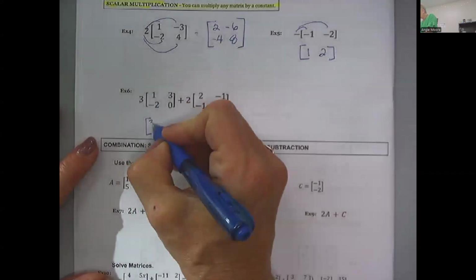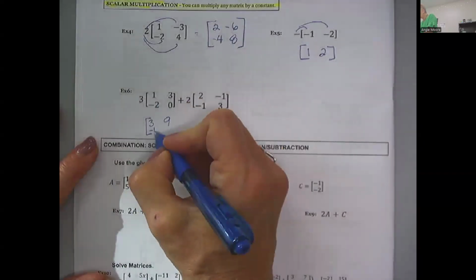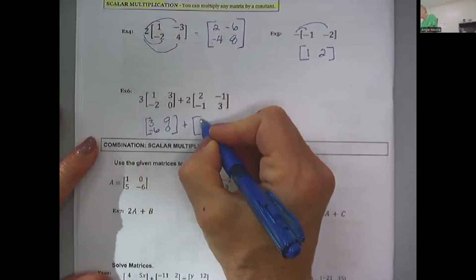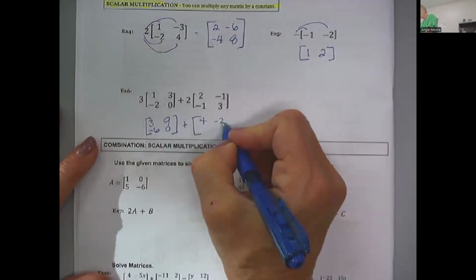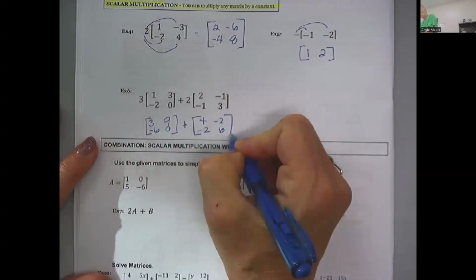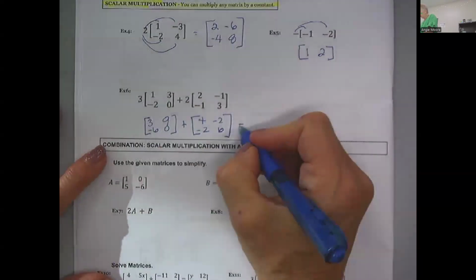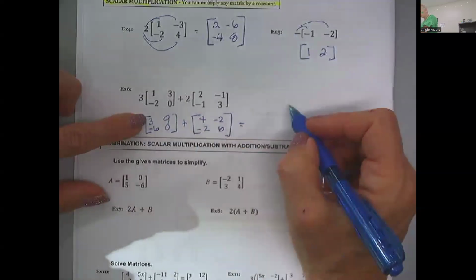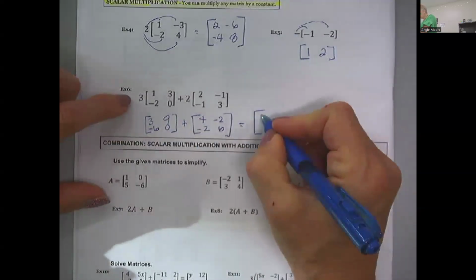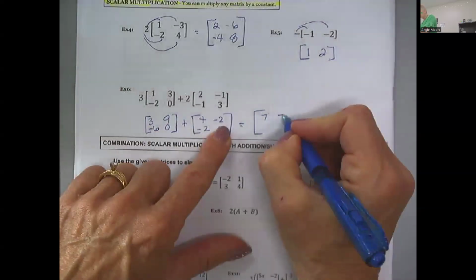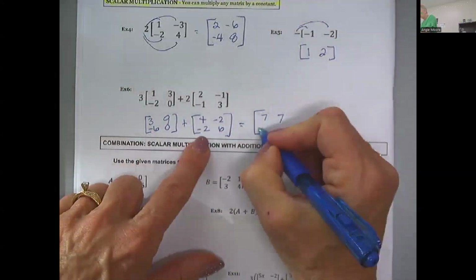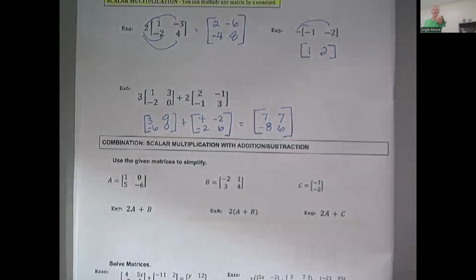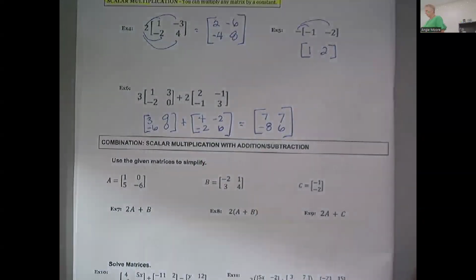We'll multiply the 3 times all of these elements. And then we will multiply 2 times all of the elements in the second matrix. And then we will simply add each element. So our first position gets added with the second one, and we get a 7. Well, is it going to be all 7s? Nope. -8 and 6. So there we go. Adding, subtracting, multiplying. Super easy.